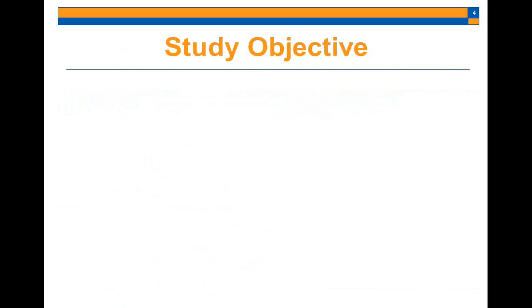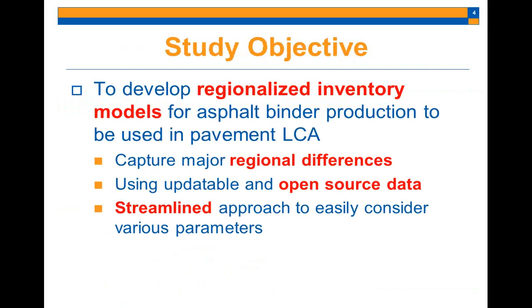So the particular objective of the work that I'm going to talk about today is to develop a regional inventory model for asphalt binder production that can be used in Pavement LCA. There are a couple of different sub-objectives or motivations for this. The first is to be able to capture major regional differences in the production of asphalt binder in different regions of the U.S. The second is to be able to use updatable and open source data to come up with the information for these models. And the third is so that we can develop a streamlined approach that easily considers different parameters in producing binder and be able to apply it to different regions very quickly and even different petroleum products. I'll talk about that later.